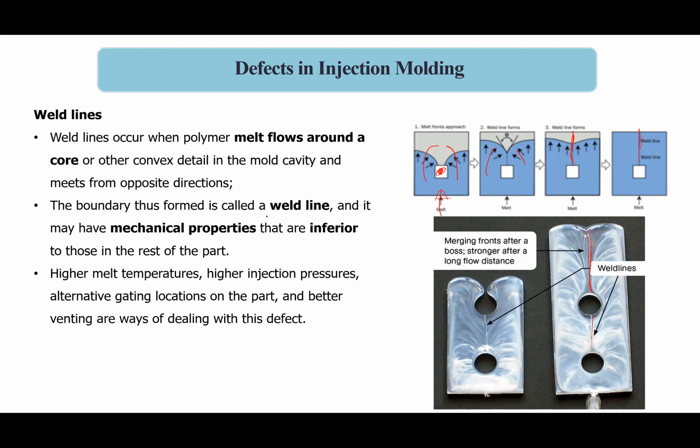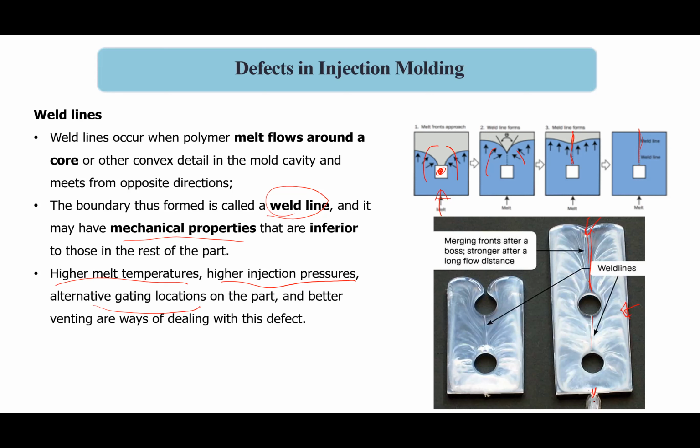The boundary thus formed is called a weld line and will definitely have lower mechanical properties. You can avoid this kind of defect using a higher melt temperature, higher injection pressure, or alternative gating locations. That means you put a gate in here, you put another gate in here, and you put another gate in here, then the material will come from three directions, and they will fuse together properly, and then you will get uniform material properties.